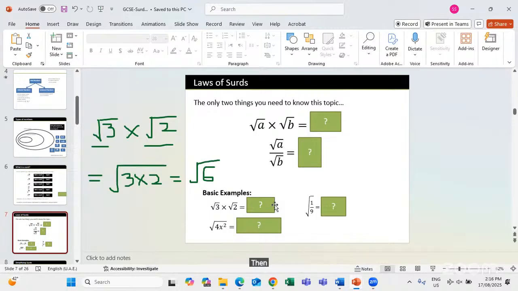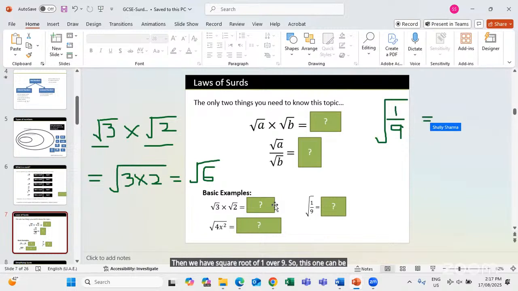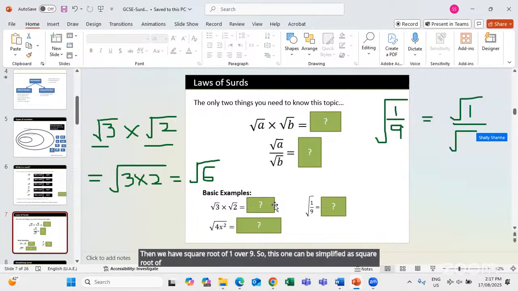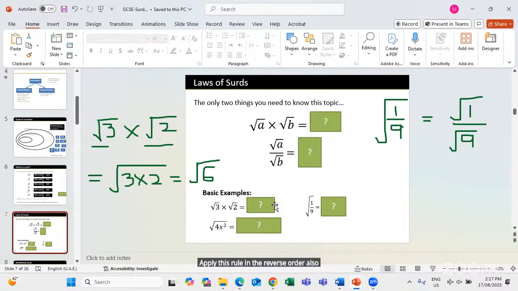Then we have square root of 1 over 9. So this one can be simplified as square root of 1 over square root of 9. You can apply this rule in the reverse order also. Now square root of 1 is 1 and square root of 9 is 3. So my answer is 1/3.